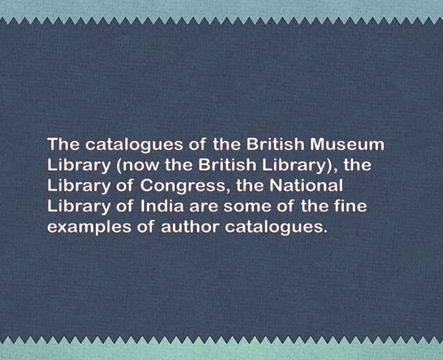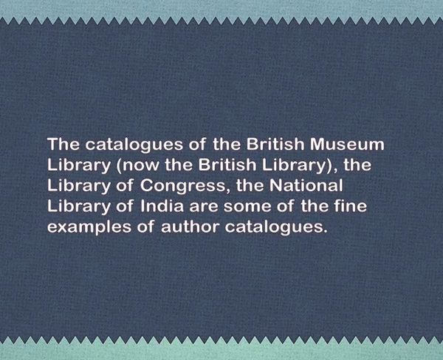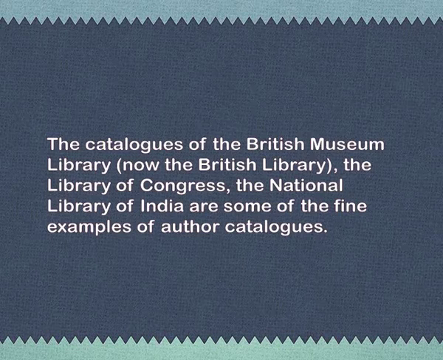This function can, however, be fulfilled by author entries in other inner forms of a library catalogue. In a classified catalogue, this function is performed by the alphabetical index or dictionary part. The catalogues of the British Museum Library, now the British Library, the Library of Congress, the National Library of India are some of the fine examples of author catalogues.